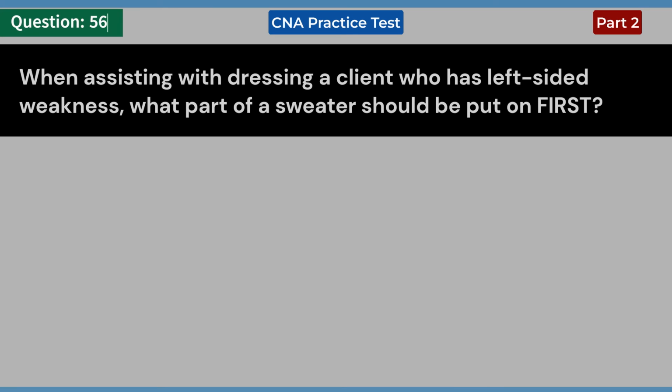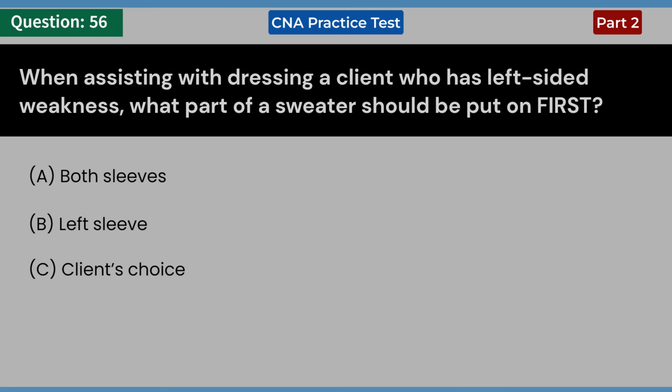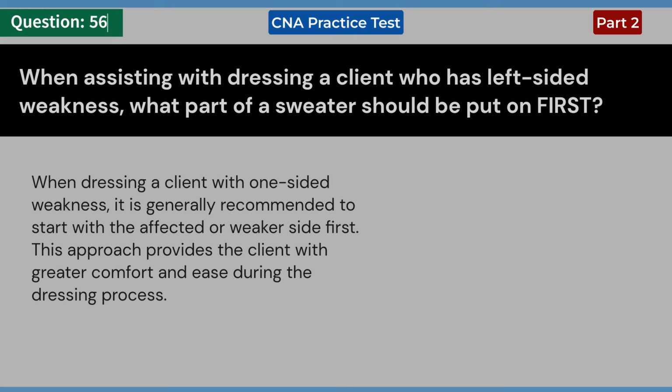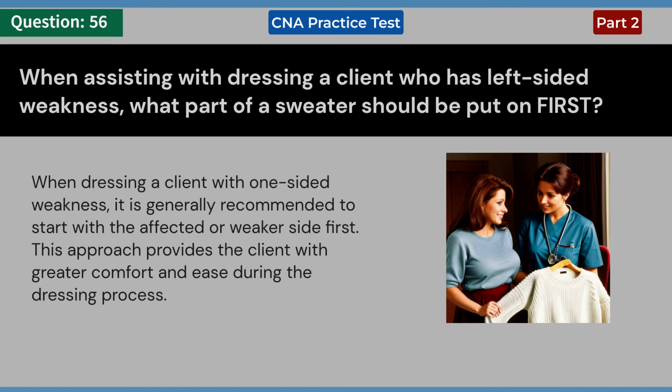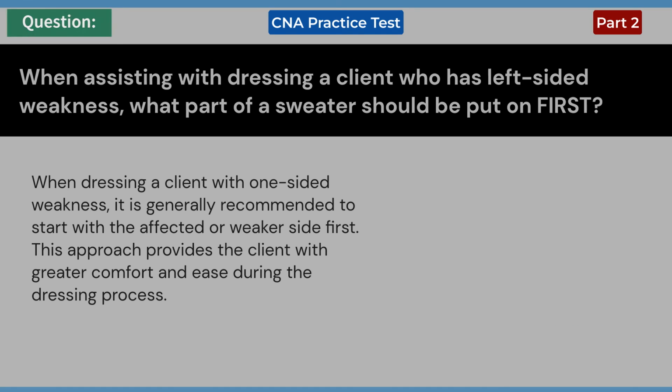When assisting with dressing a client who has left-sided weakness, what part of a sweater should be put on first? A. Both sleeves. B. Left sleeve. C. Client's choice. D. Right sleeve. Answer B. Left sleeve. When dressing a client with one-sided weakness, it is generally recommended to start with the affected or weaker side first. This approach provides the client with greater comfort and ease during the dressing process.